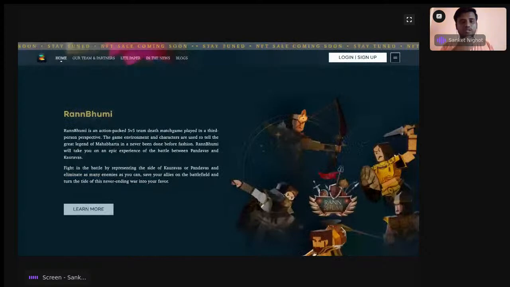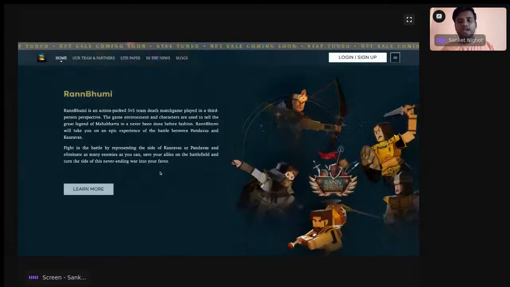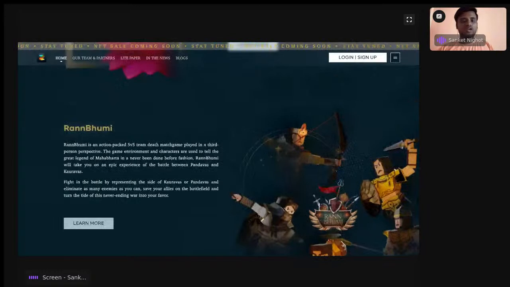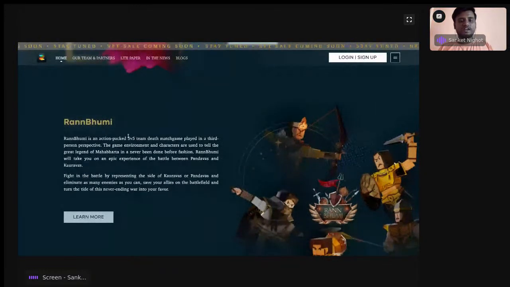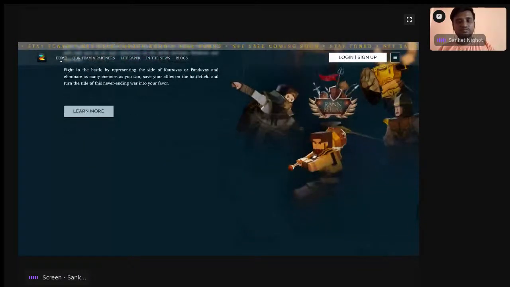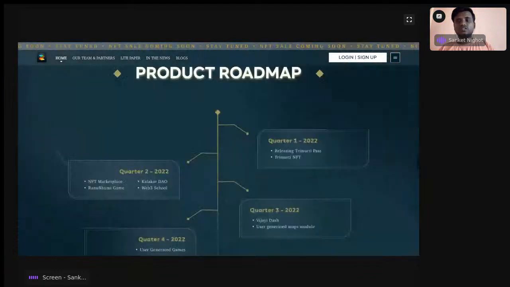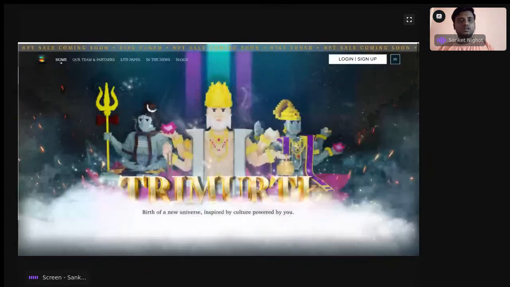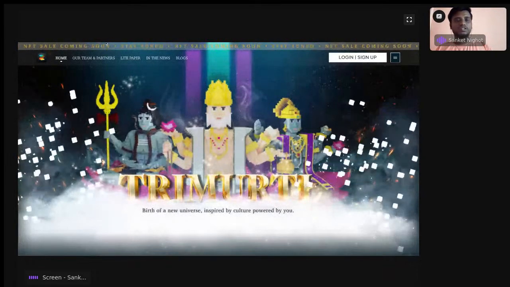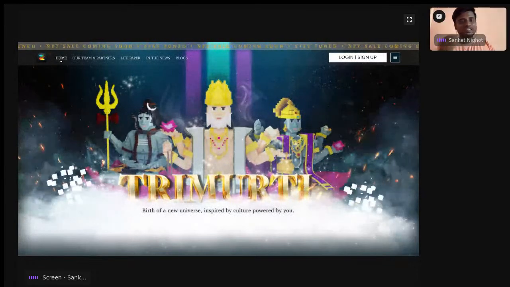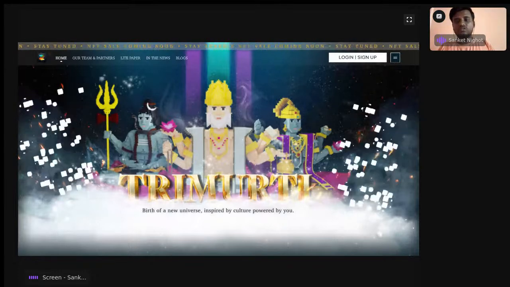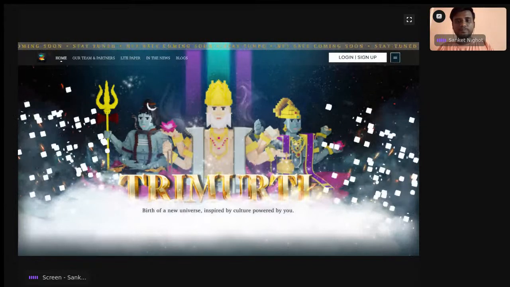Then Ranbhoomi is a battlefield, and there will be lots of battles happening. Action-packed 5 versus 5 team deathmatches and all. They are planning this metaverse of these gods, and you can own these NFTs and play these games. These are the projects; I will be listing each and every one of them in the chat. You can also go through them.